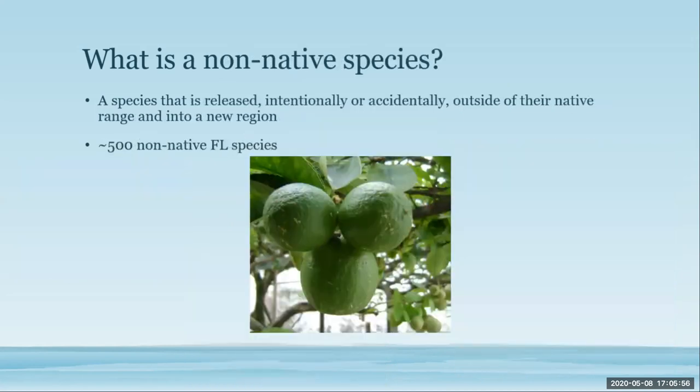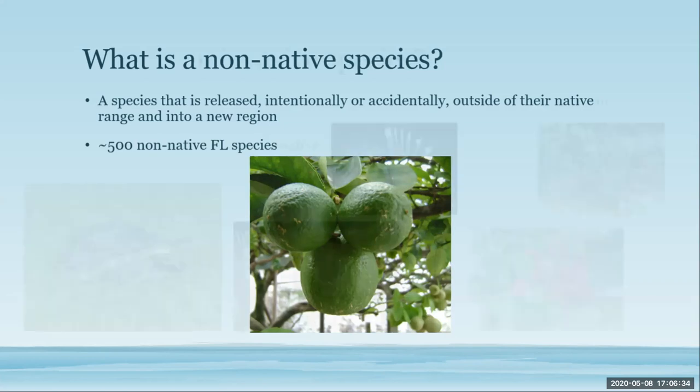And what is a non-native species? It's one that's released intentionally or accidentally outside of their native range and into a new region. In other words, humans somehow brought them there. Whether it was deliberate or whether it was by accident, they were brought there. They were not really here to begin with. There are around 500 non-native Florida species. Not all of them pose a threat to the environment. So an example of this would be the key lime or other citrus trees. They're not necessarily native to Florida. They were brought by Spanish settlers, but they don't necessarily pose a threat.